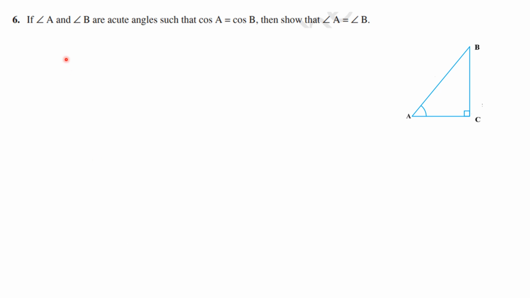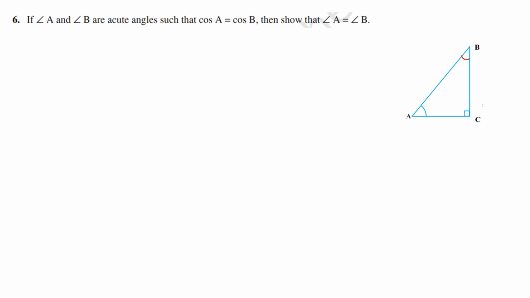Question number 6. If angle A and angle B are acute angles such that cos A equals cos B, then show that angle A is equal to angle B. So it is given that A and B are acute angles, isn't it? Here I have taken these two as my acute angles, angle A and angle B, and it is also given that cos A is equal to cos B.